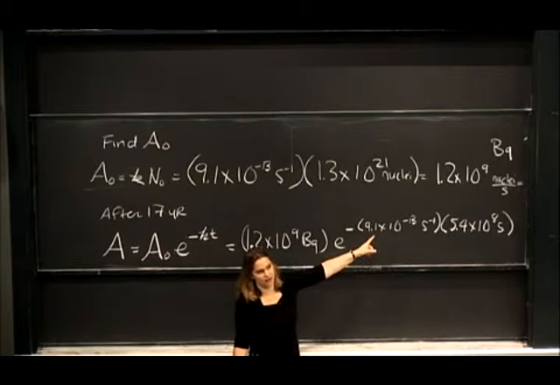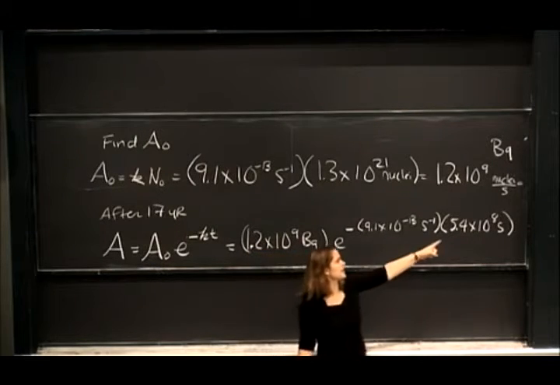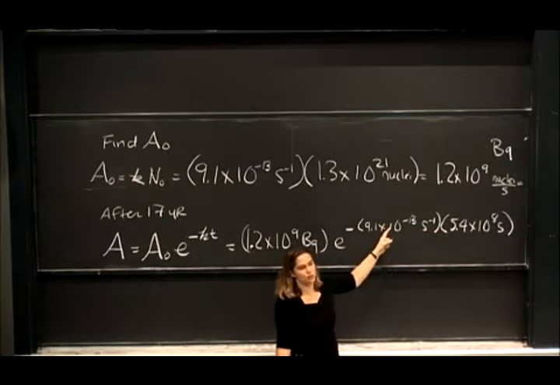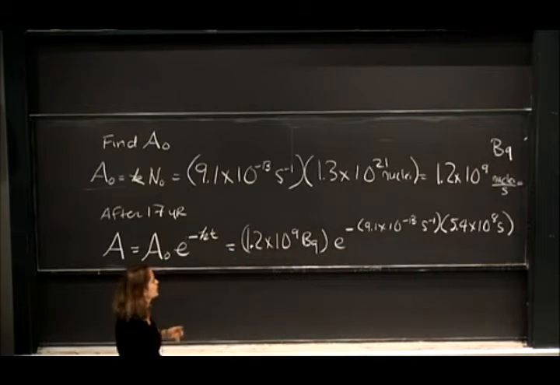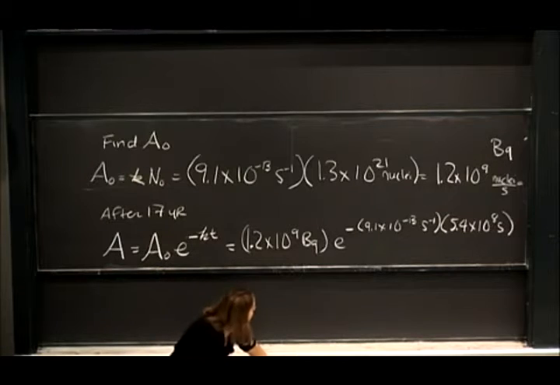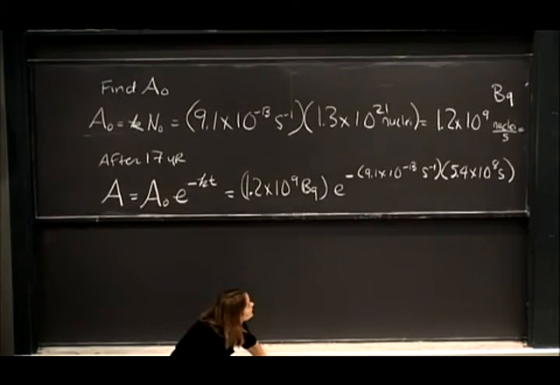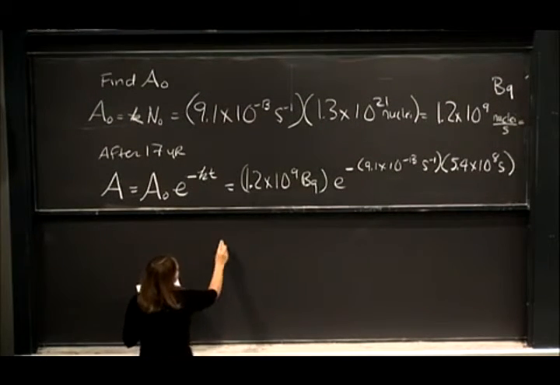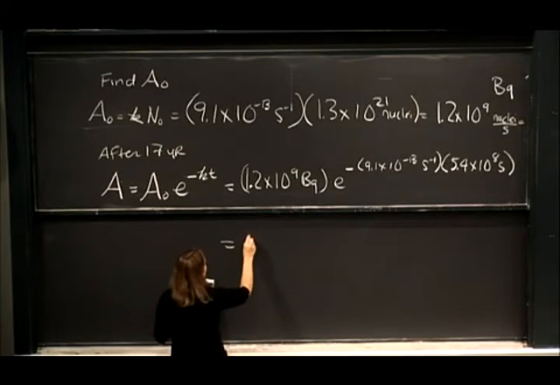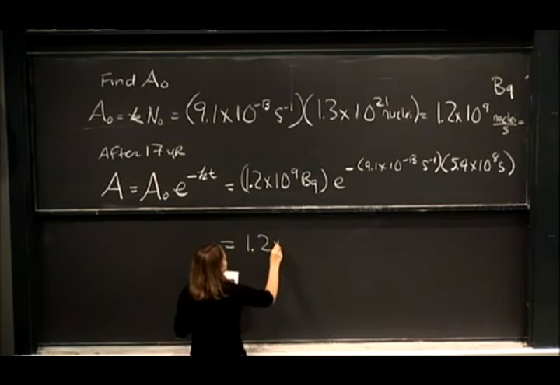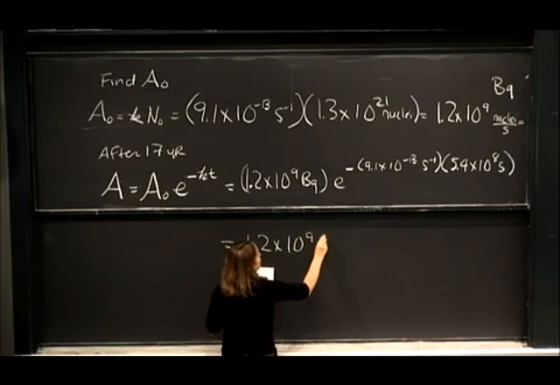And this is where people often run into problems. They'll plug in 17 years and then a rate constant, which was calculated in seconds, and things will not cancel appropriately. So make sure that you get your units consistent so that your seconds are going to cancel. And so this term, if we do the math out here with the number of significant figures, we find that equals 1.2 times 10 to the 9 Bq.